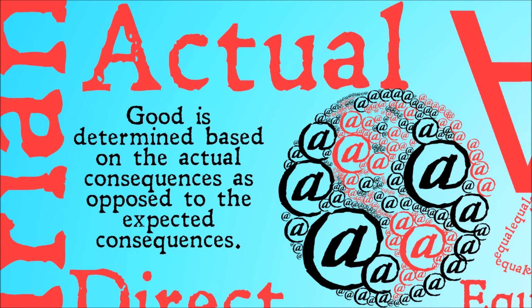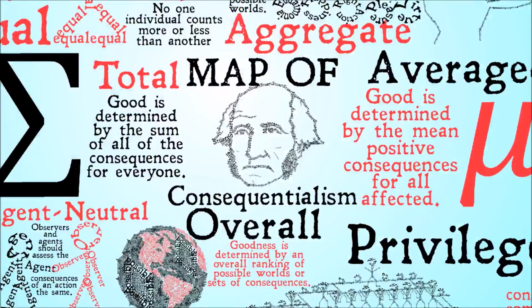Actual consequentialism says that good is determined based on the actual consequences as opposed to the expected consequences. So an action is good if the things that actually happened were good, however you're defining good, and we'll get into some distinctions with that later. But if what actually happened turned out to be good, no matter what you expected, you could have made a really risky move that more likely than not was going to end in some negative or bad consequences. But if the actual consequences ended up working out for you, if you got lucky, your action was good.